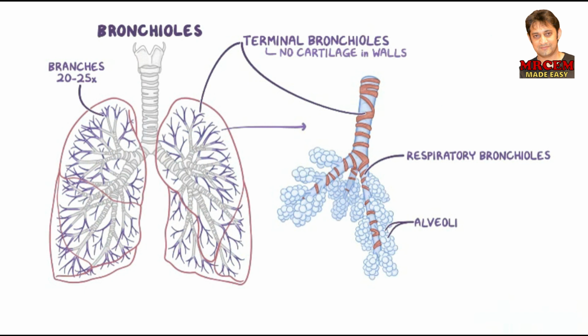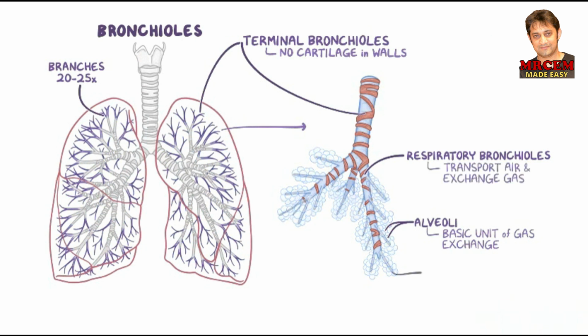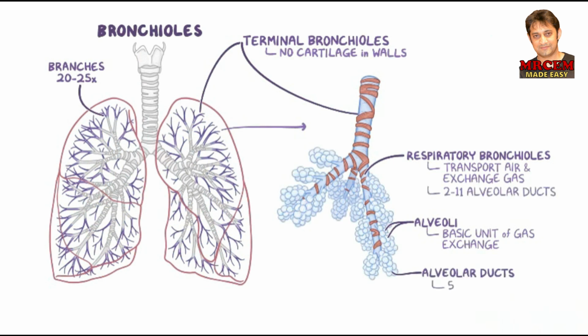from their lumens. The pulmonary alveolus is the basic structural unit of gas exchange. Due to these tiny structures, the respiratory bronchioles can transport air and exchange gas. Each respiratory bronchiole gives rise to 2 to 11 alveolar ducts, each of which gives rise to 5 to 6 alveolar sacs. Alveolar ducts are elongated airways lined with alveoli, leading to the alveolar sacs where clusters of alveoli open.